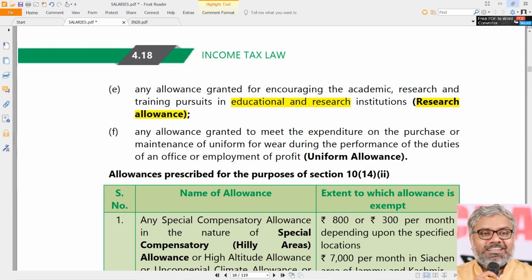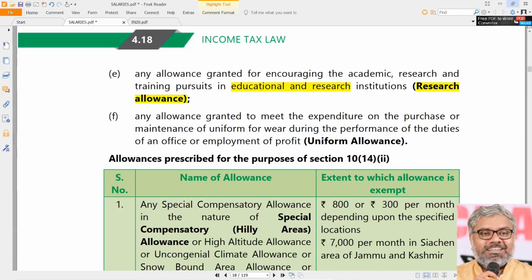So if it is used for the particular purpose by the employee, then exemption is granted for that also. Same way, uniform allowance. Self-explanatory. Uniform allowance means which is given to meet the purchase or maintenance of uniform. If employer gives uniform allowance to employee and employee really spends that money on the uniform, then that is exempt.